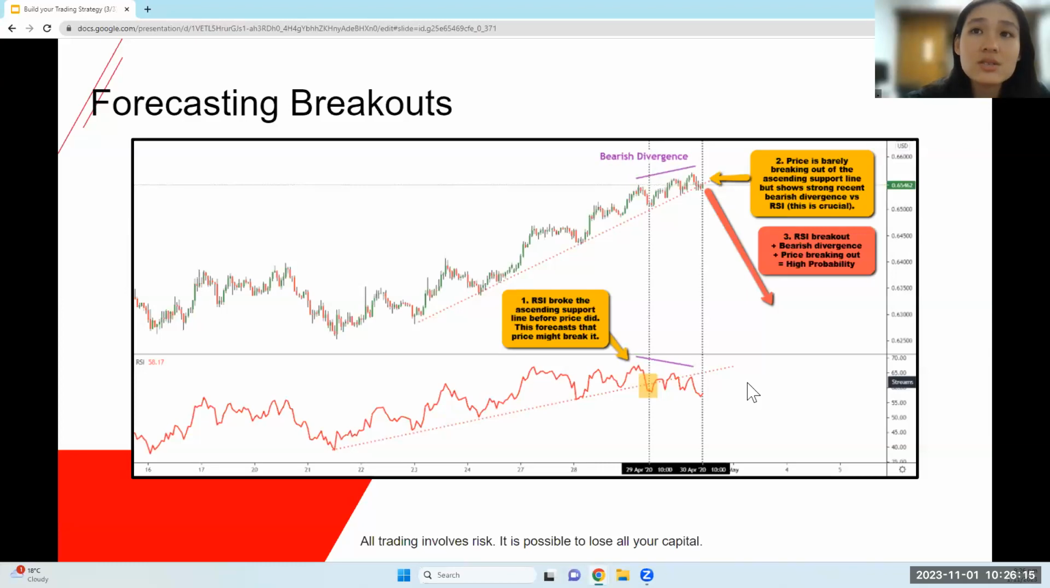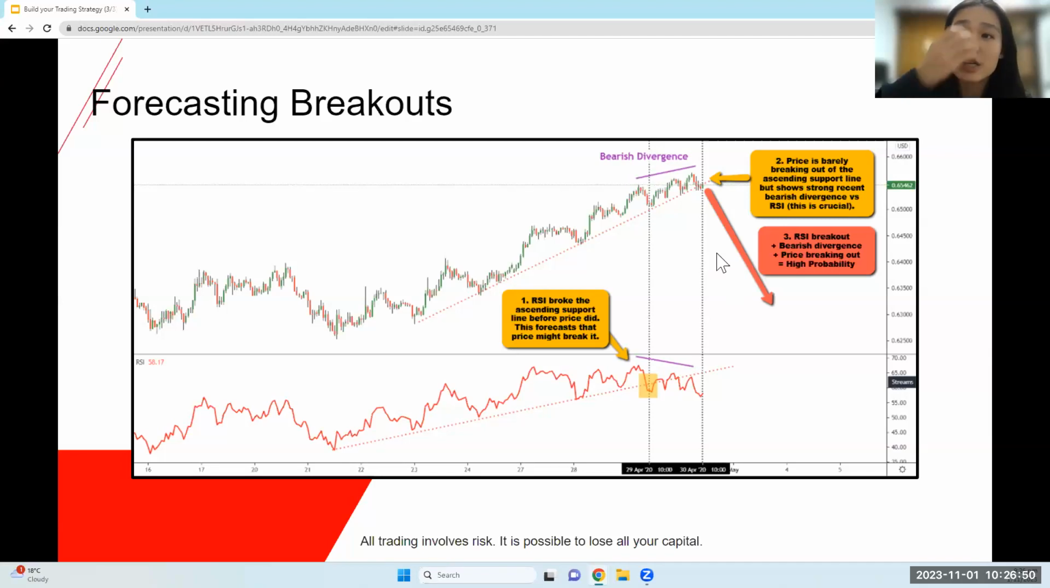Now, forecasting breakouts. We see this ascending trend line on both our price as well as our RSI. But on our RSI, we can see that price has recently broken out of this ascending trend line, which forecasts that we might observe the same thing over here. And if you look really closely, you can see that price is barely breaking out of this ascending trend line, but also shows strong recent bearish divergence versus RSI.